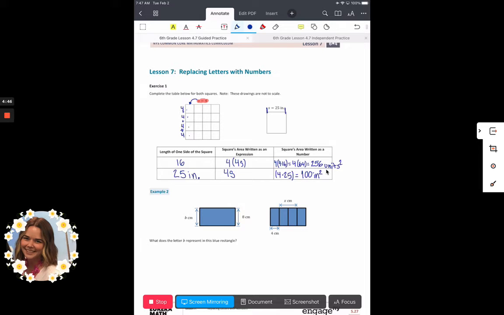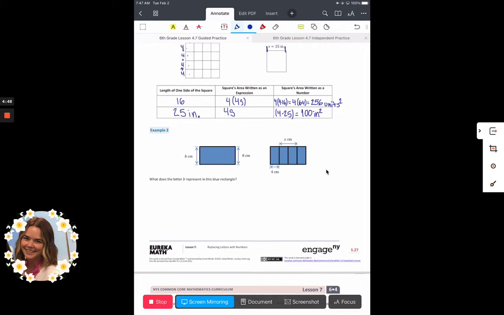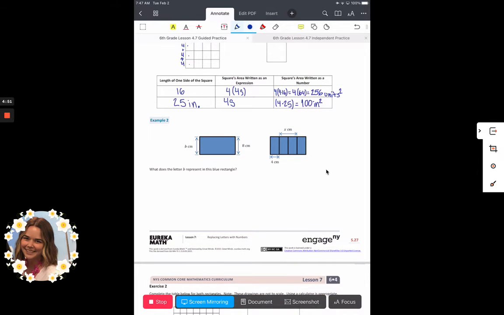All right, so let's take a look at example 2. So example 2, we're going to talk about kind of what some of these different pieces represent, what they mean. So we have these two rectangles. We have one that has B centimeters on one side and 8 centimeters on the other side. And then our other rectangle says that one of these pieces is 4 centimeters in width and X centimeters for 2 of them.